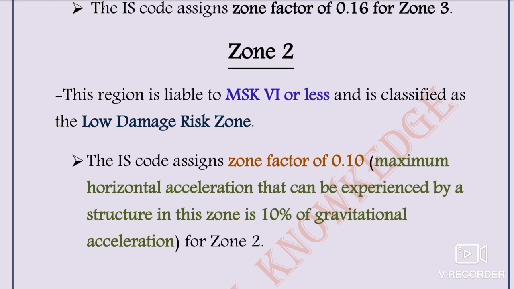And if we talk about zone 2, this region is liable to MSK 6 or less than that, and it has been classified as the low damage risk zone, and the Indian Standard Code assigns a zone factor of 0.10. The maximum horizontal acceleration that can be experienced by a structure in this zone is 10% of gravitational acceleration. Okay, so 0.10 means the maximum horizontal acceleration that can be experienced by a structure in this zone is 10% of gravitational acceleration for zone 2.